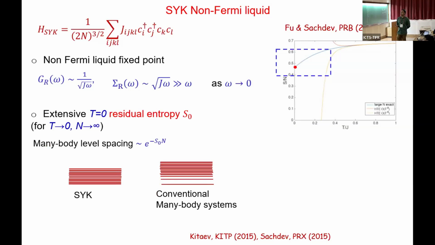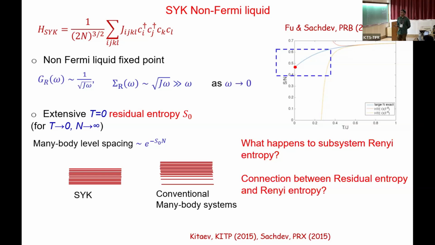So I just remind you that this is what we discussed, the summary of what I discussed in the last two lectures. You have the SYK model, and in the SYK model you have this non-Fermi liquid, which means that you have this divergent density of states, 1 over square root of omega, and a very strong self energy at omega going to 0. And this gives rise to this non-zero residual entropy in the limit like this, and that corresponds to this level spacing.